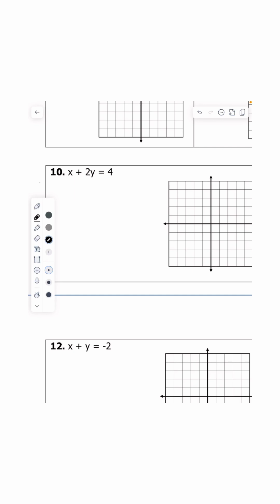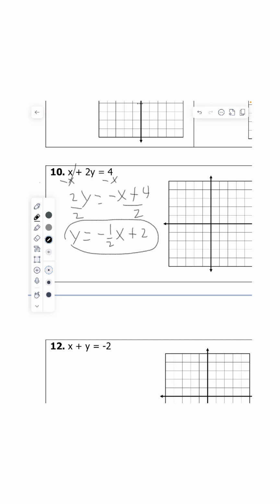And I have a standard form. Yesterday we worked on going from standard form to slope-intercept form. So I'm doing the same thing. I subtract x from both sides of the equal sign. It cancels out on the left side, leaving 2y equals negative x plus 4. The goal is to get y by itself, so I divide by 2 on both sides of the equal sign, leaving y equals negative 1/2 x plus 2. Okay, we're going to use that as our information to make our graph.